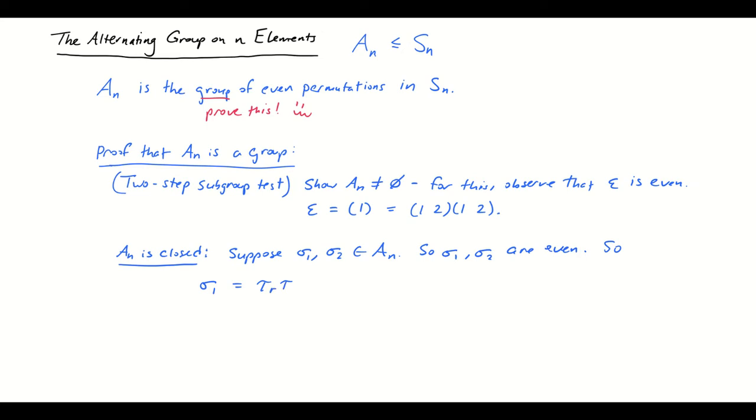Now here I go again doing 1 first. We should start with 1 on the right. There we go. So sigma 1 is a product of an even number of transpositions. And sigma 2 is also a product of an even number of transpositions. We'll call those mu s through mu 1.